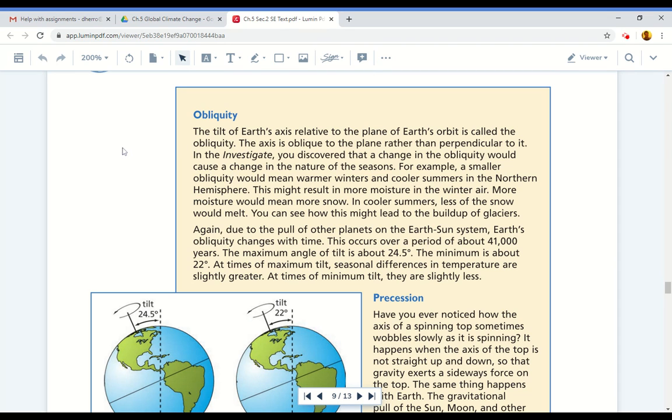Obliquity. The tilt of the Earth's axis relative to the plane of Earth's orbit is called the obliquity. The axis is oblique to the plane rather than perpendicular to it. In the Investigate, you discovered that a change in the obliquity would cause a change in the nature of the seasons. For example, a smaller obliquity would mean warmer winters and cooler summers in the northern hemisphere. This might result in more moisture in the winter air. More moisture would mean more snow. In cooler summers, less of the snow would melt. You can see how this might lead to the buildup of glaciers.